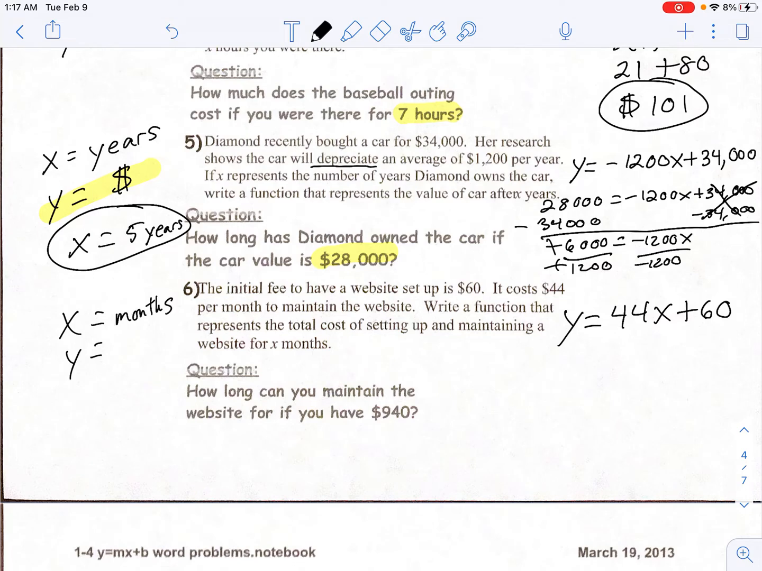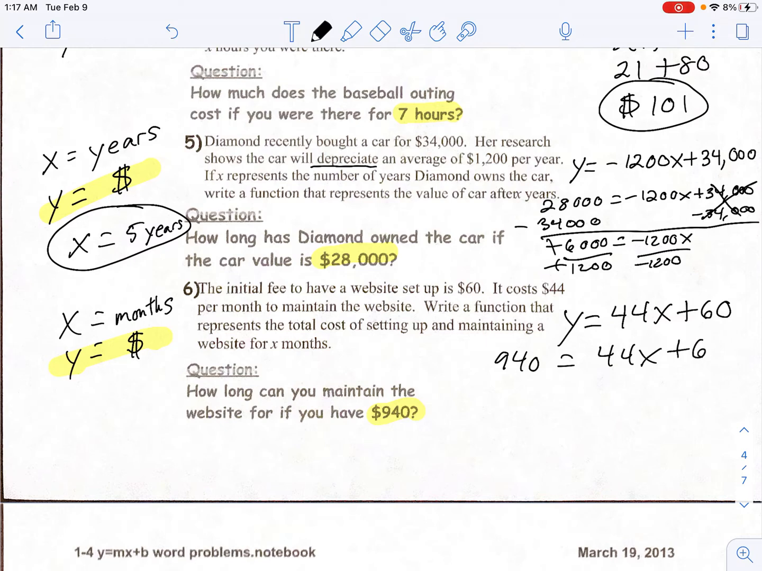$44 per what? So this is in months because it's per month. And then Y, again, just happens to be our Y label, meaning Y is dollars. So now that we've got our equation, now that we've got our labels, we can answer the question. How long can you maintain the website if you have $940? $940, Y is in dollars, so we're going to plug it in for Y.